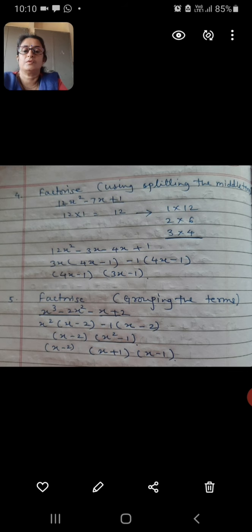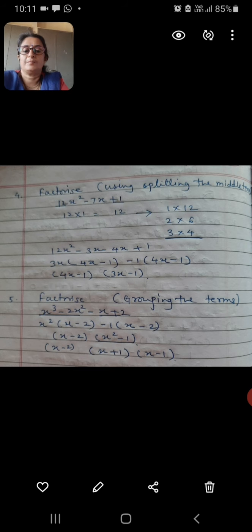So these two are the factors of the given term 12x square minus 7x plus 1. Now next is question number 5, that is, factorize by grouping the terms. The term given is x cube minus 2x square minus x plus 2. Here there is no middle term, so we are using grouping the terms. First two terms we are going to make a group and last two terms a group.